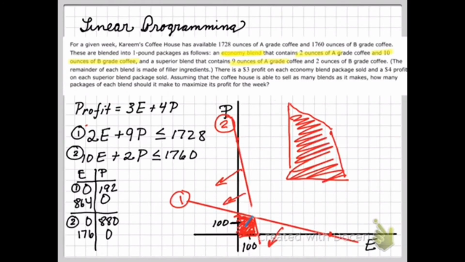Now, if I chose something else, if I said let's make 300 of E and 300 of P, well, that would be up here. So there would be 300 there, and that's not in the feasible region. The reason it is not in the feasible region is because I don't have enough coffee. I'm going to run out of coffee if I try to do that.